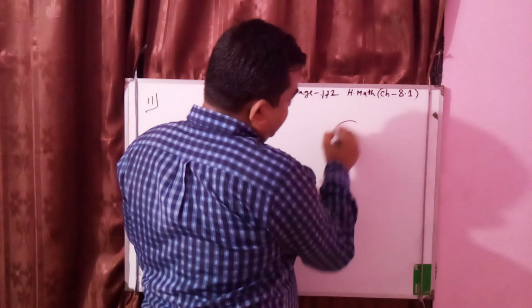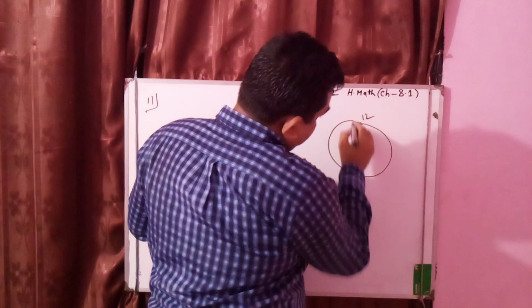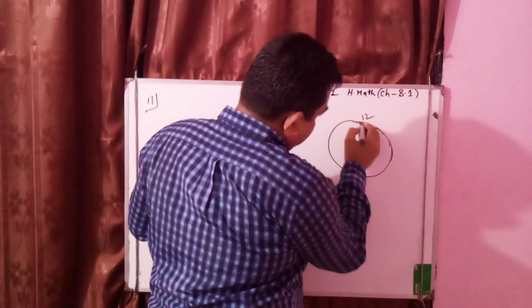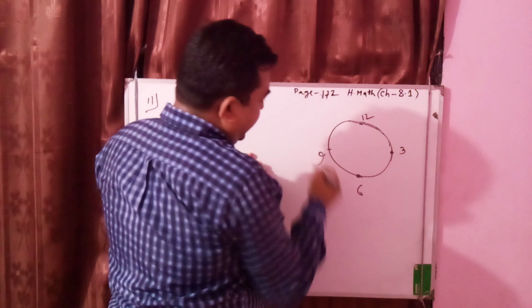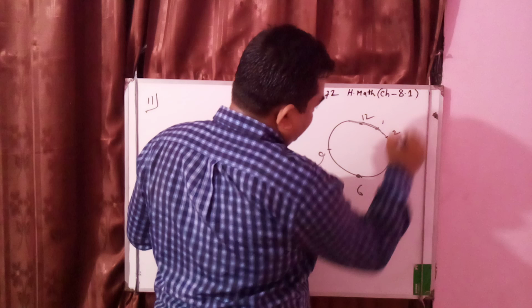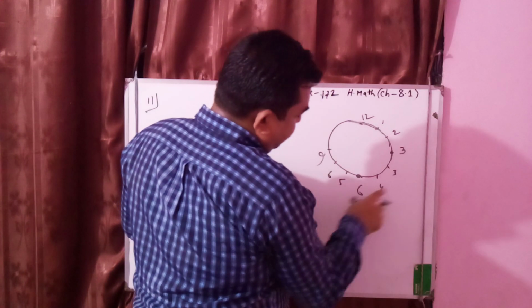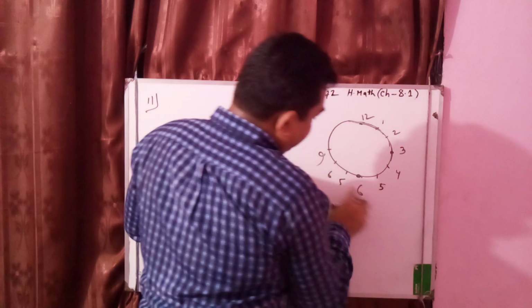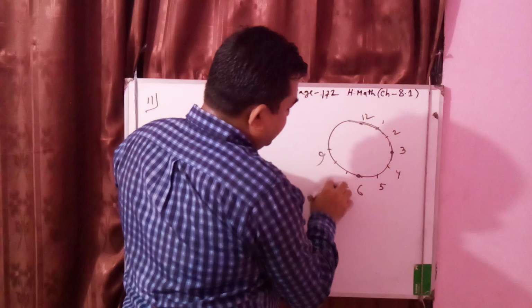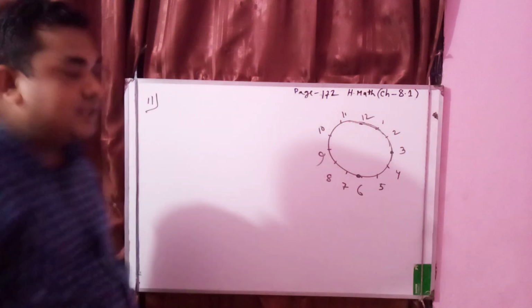First we draw a watch. Okay, this is a watch. Here 12, 6, 3, 9, and 1, 2, 3, 4, 5, 6, 7, 8, 9, 10, 11, 12. Okay, this is the watch.